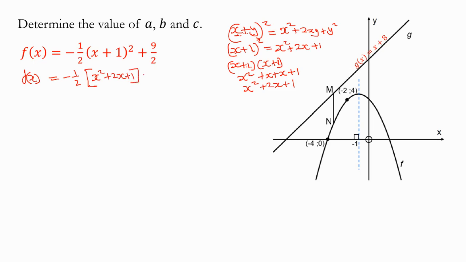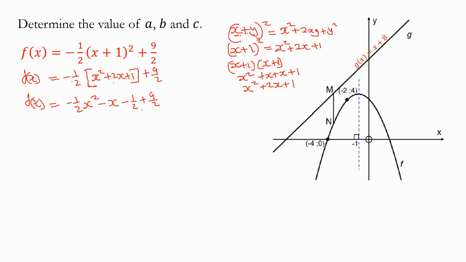And then plus 9 over 2. What we do next, we distribute the negative half. So it becomes f of x is equal to negative half x squared. We're distributing negative half here. Negative half times 2 is going to be negative 1x. Then negative half times positive 1 is going to be negative half. And then plus 9 over 2.